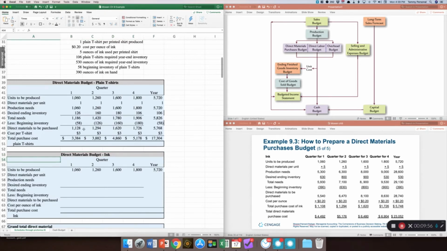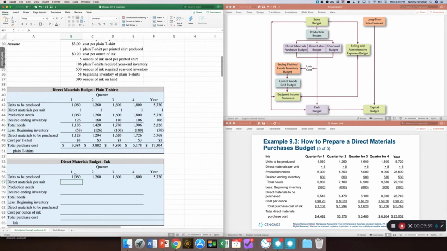Okay, our direct material per unit for the ink now, it's not just 1 unit of ink. It's 5 units of ink, 5 ounces of ink for every t-shirt. So there's that, 5. So that'll give us, we need 5,300 units of ink.